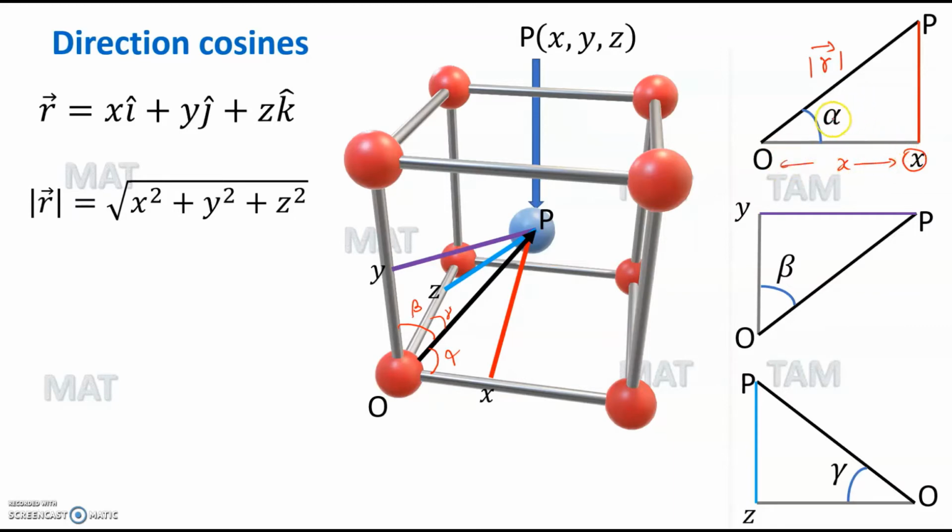So what would our cos alpha be? Cos alpha will be X over magnitude of R. Great. So we have cos alpha here. Next, similarly, let's find cos beta.